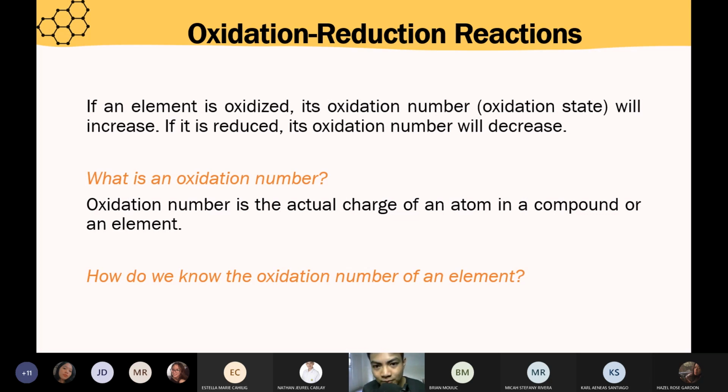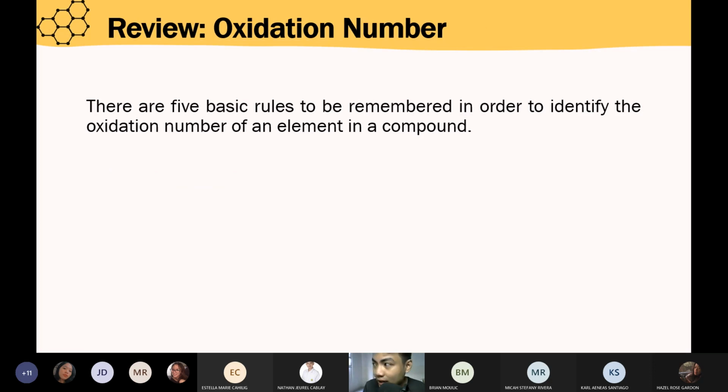But the more specific term we use in redox reaction is hindi yung charge. We use the term oxidation number. So what is an oxidation number? Oxidation number is the actual charge of an atom in a compound or an element. And for us to know kung ano yung oxidation number ng ating element, we have 5 rules to follow. 5 rules ang kailangan sundin para makabisado to. Another kakabisaduhin. Pero ako, I highly suggest you to just make kodigo muna.